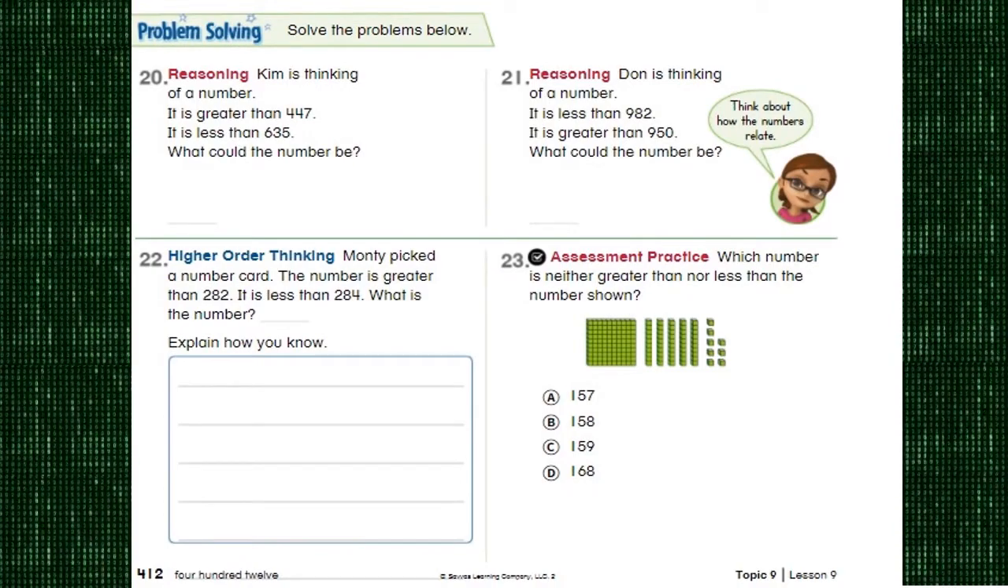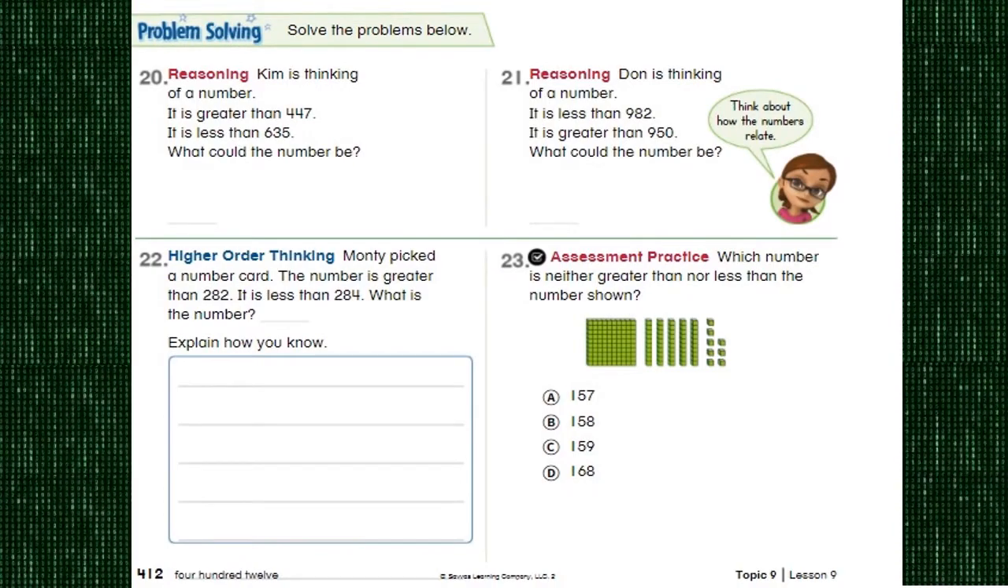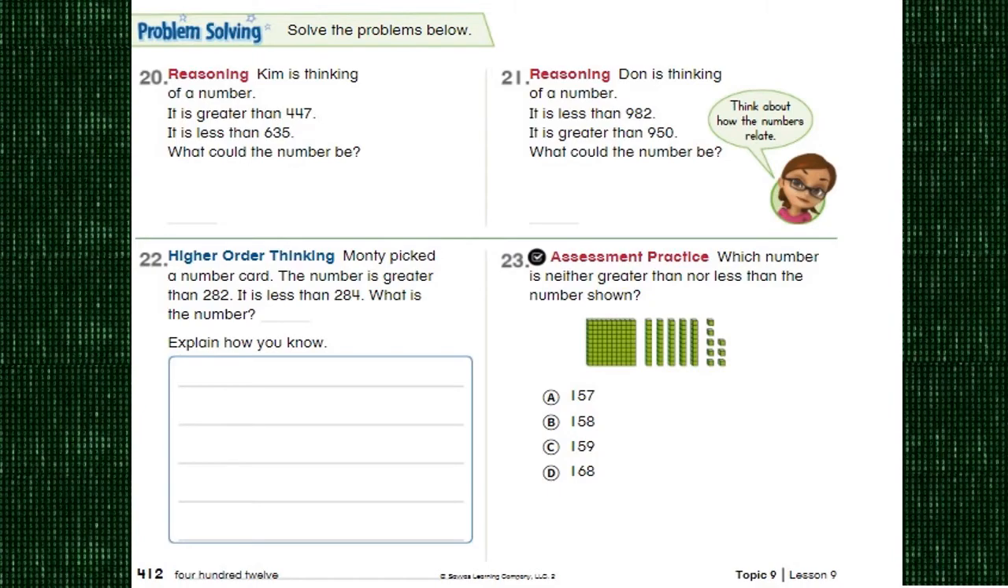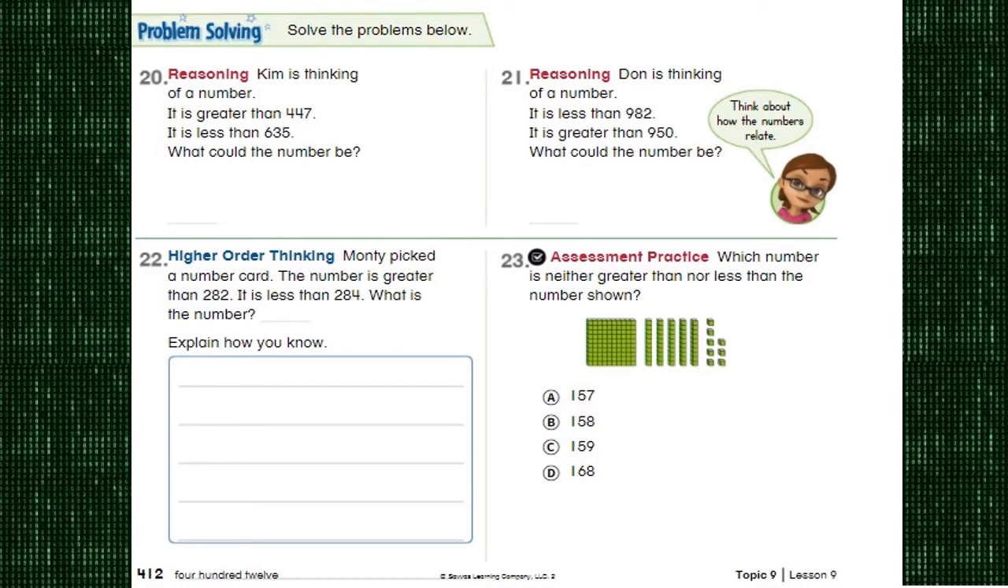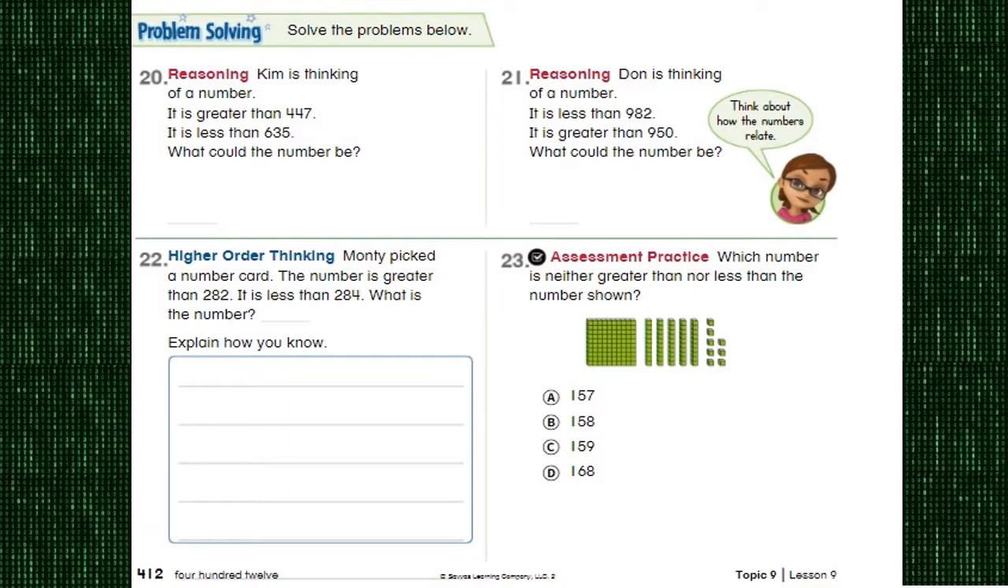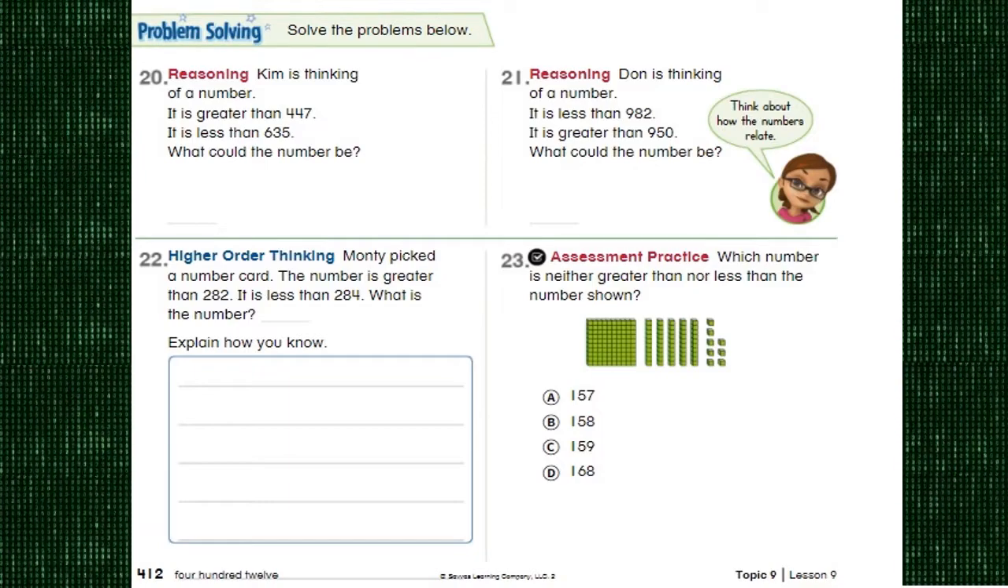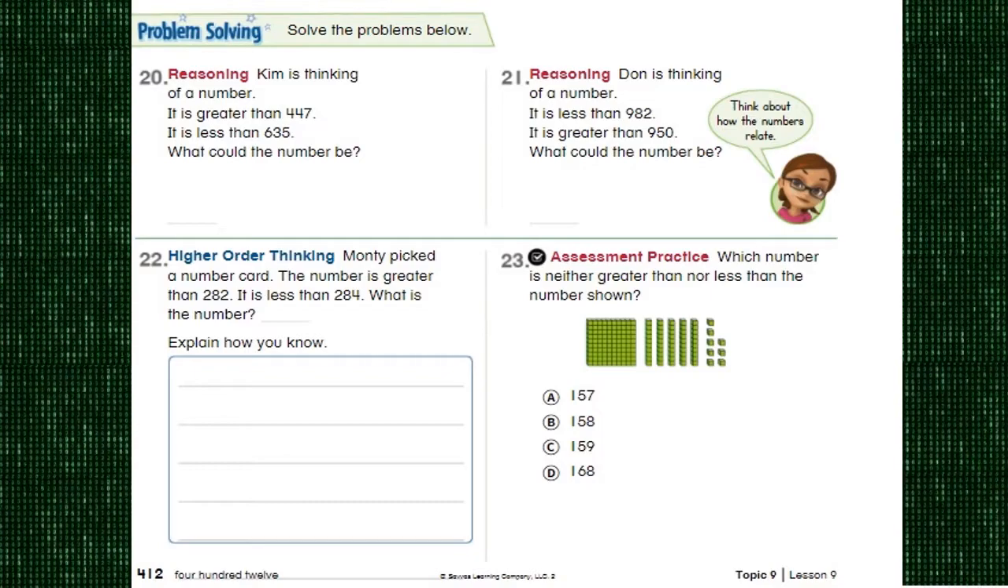And then on page 412, you just have to read these carefully. Remember, math is sometimes just words. Sometimes there are no numbers, okay? Or sometimes there are numbers, but they're hiding in a story. So read these carefully.